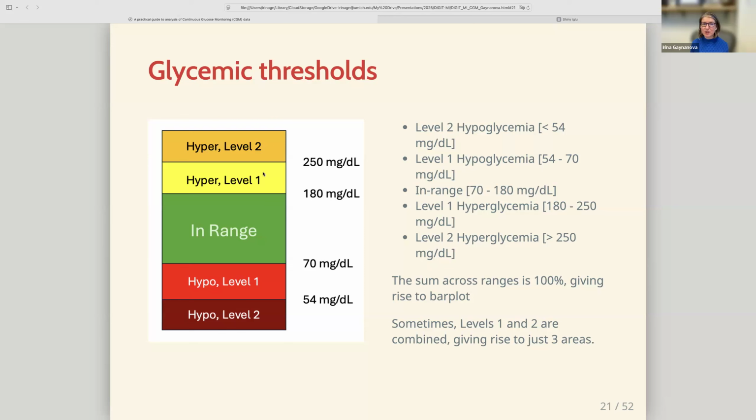So basically, if you look across the thresholds, it gives you a 5-number summary that sums to 100% and tells you the percent of time a person spent within each range. And sometimes level 1 and 2 are combined, in which case you just have hyper, in range, and hypo.